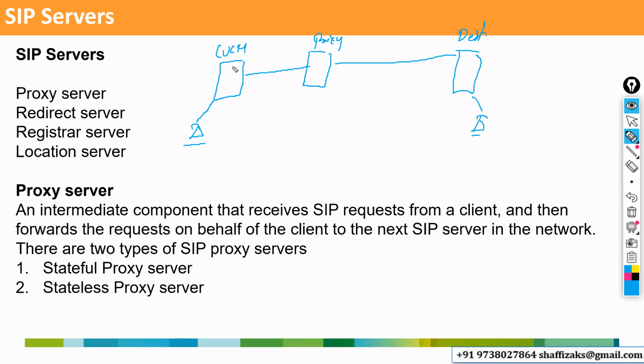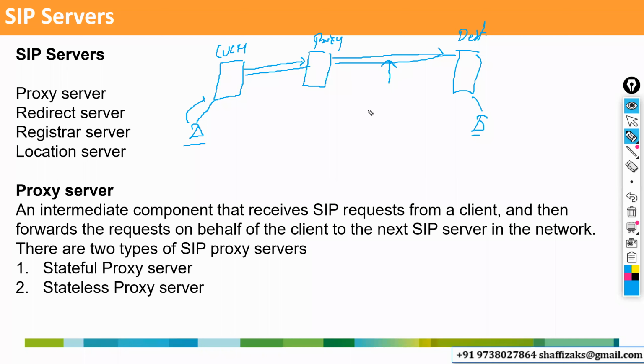But CUCM becomes the source again here. Why? Because from here to here is one call leg, but again the call leg will be generated from here. When it is sending, the request first goes to the proxy server. Here, it is going to modify the source information, then it will send that information to the destination. When it sends the information to the destination, the proxy acts as the source.